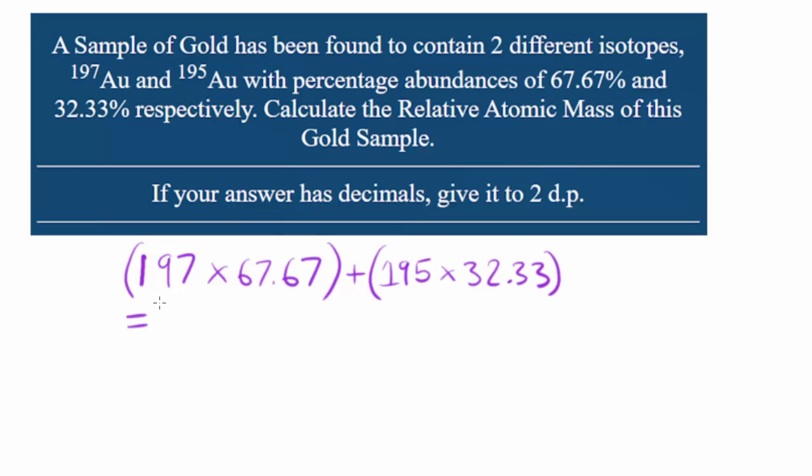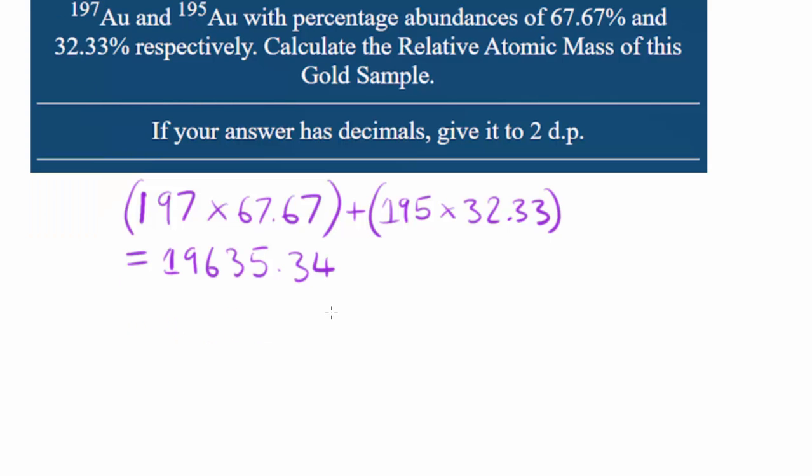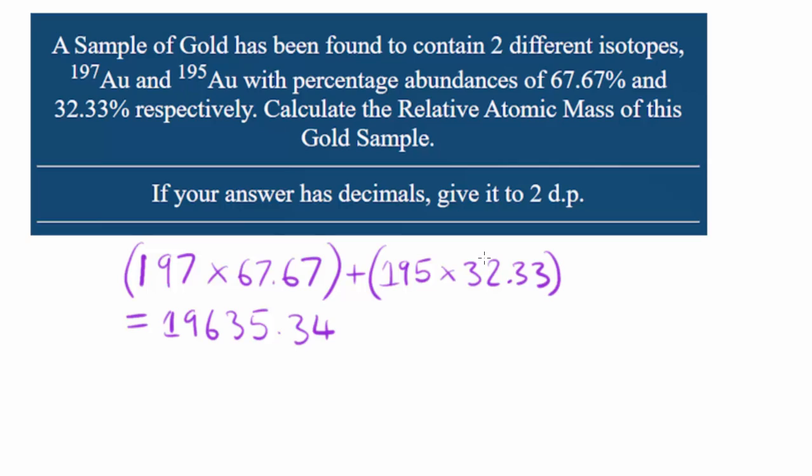So what's that going to give us? If you get a calculator and work that out, what we're going to get is 19635.34, right? And so what's the next step after we've done that? If you've done a question like this before, or you want to have a go, I would recommend you try and have a go and figure out what the next step might be. But yeah, I'm going to proceed now.